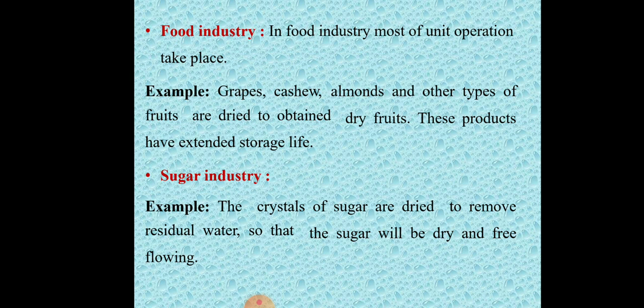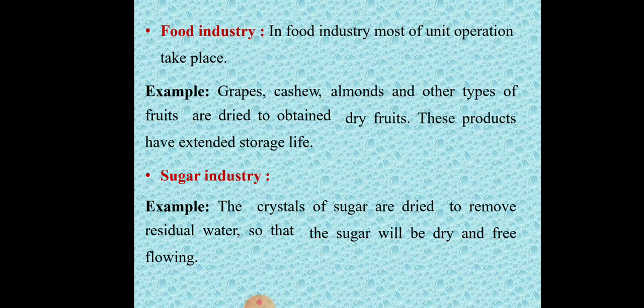For example, if we have grapes, cashew, almond and other food materials, to extend their storage life we need to apply proper heat. We need to properly dry the food material to extend its storage life. We perform drying as a unit operation in the food industry. For example, we obtain dry fruits. We use drying as a unit operation in the food industry.